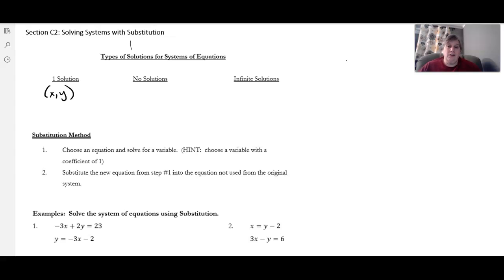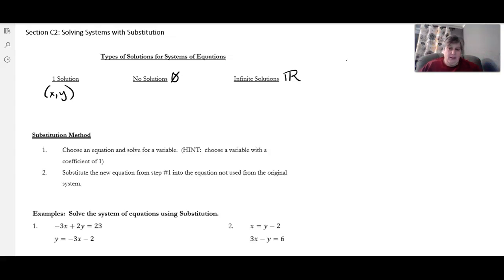A no solution, an infinite solution. Again, no solution is the symbol, infinite solution is the R. So no solution is when you had parallel lines, they never intersect. And an infinite solution is when you had one line and it was on top of the other, and so you only saw one line.